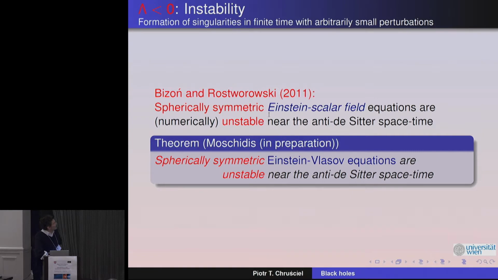And you assume Einstein-Vlasov equations, right? So you don't do Einstein scalar field equations, but Einstein-Vlasov. Well, it's easier, right? It's difficult enough, but it's easier. And he proves exactly the same thing, right? So you start with anti-de Sitter, and you can add an arbitrarily small amount of Vlasov field to this so that it is going to produce a black hole in finite time.